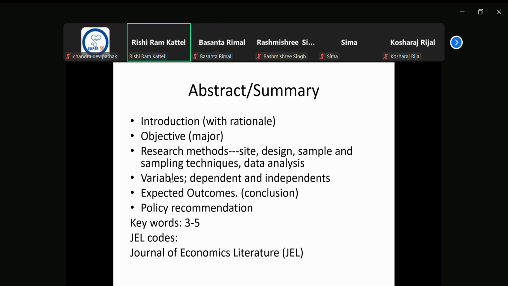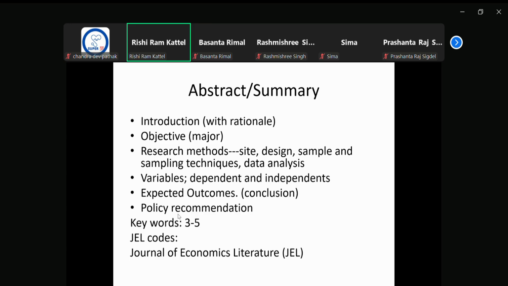Writing an abstract, these are the main features you have to include. Like introduction, you have to introduce your research with a rationale and put some objectives, key objective, and research methods, your study site, design, sample and sampling technique, data analysis. And you have to explain a little bit about variables. There are two types of variables, dependent and independent. And you have to write some expected output with conclusion and policy recommendation.